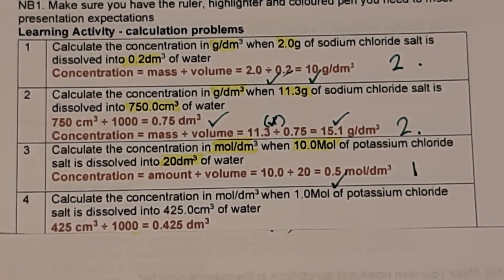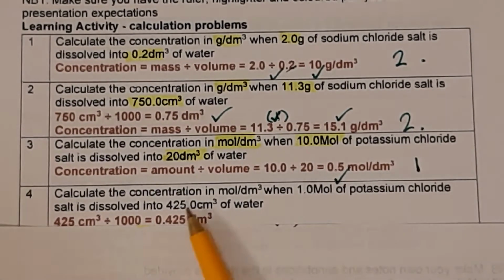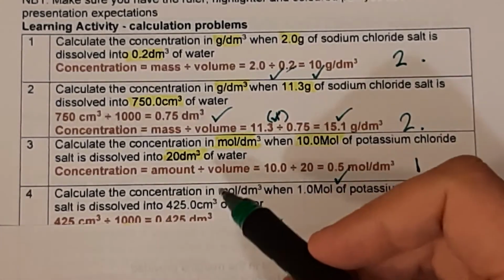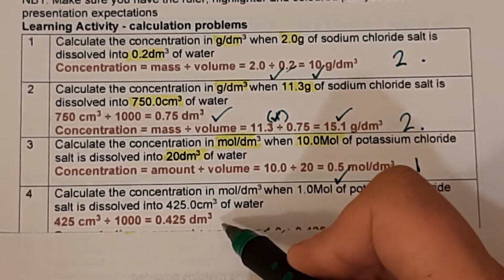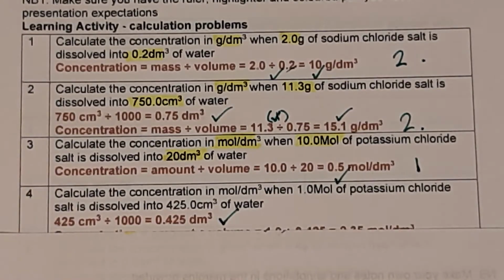Question 4. So again, we've got centimetres cubed of water and decameters cubed in our answer. So the first thing we'll need to do is convert that. So 425 centimetres cubed divided by 1,000 gives us 0.425 decameters cubed. And that is worth a mark.